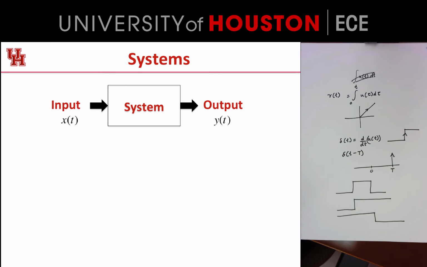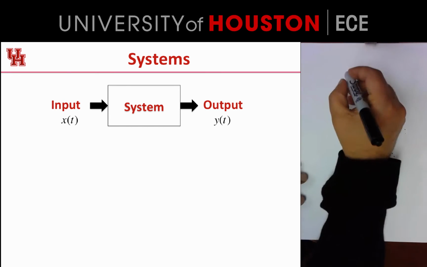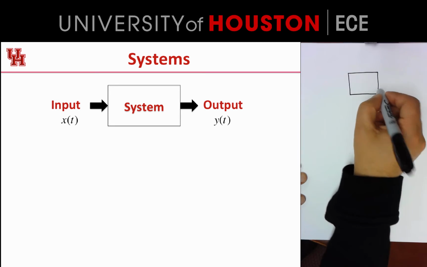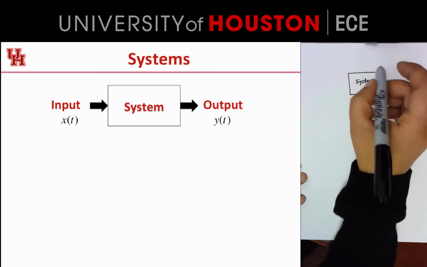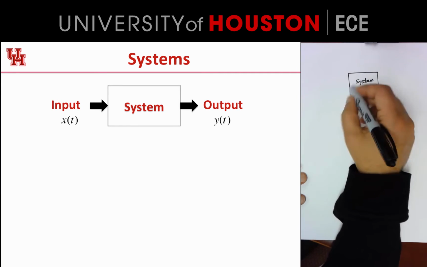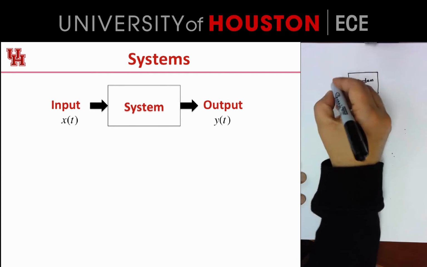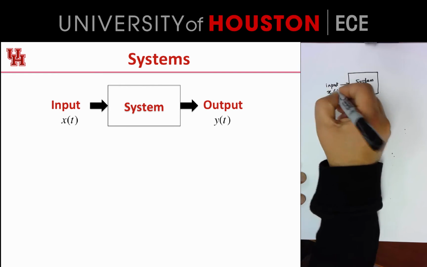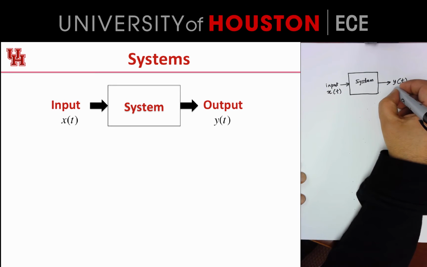Now let's today focus on this notion of a system. So a system, as we have discussed before, can be pictured as a black box. And we want to understand ways to mathematically model a system. So a system has an input, and we write that as x of t. This is a signal, and it has an output, which we write as y of t, which is also a signal.